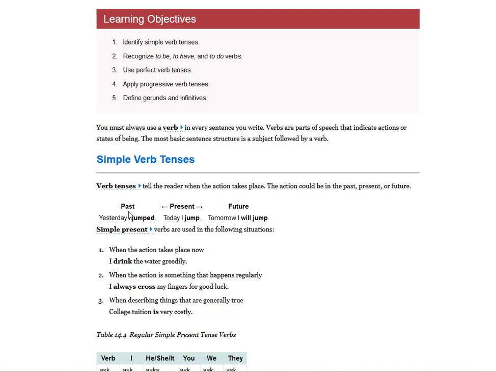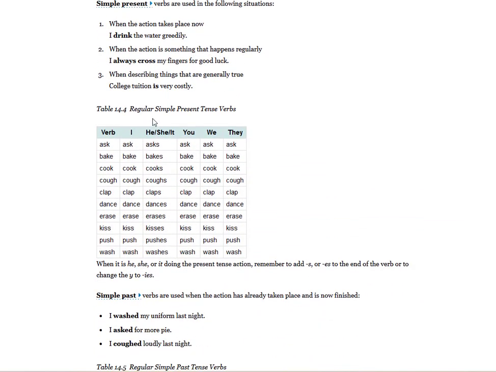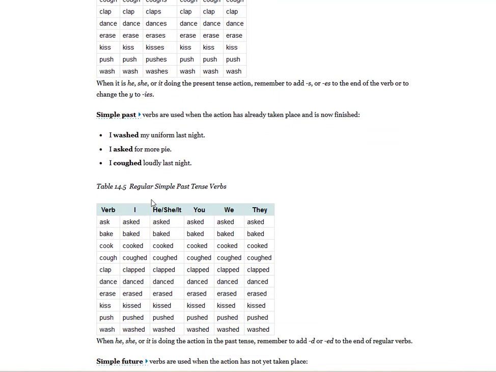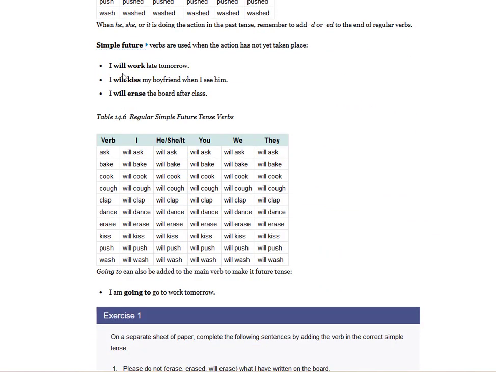So you have the simple past, the simple present, and the simple future. Simple past: yesterday I jumped. Simple present: today I jump. Simple future: tomorrow I will jump. Here are some regular simple present tense verbs. Simple past: I washed, I asked, I coughed. Simple future: I will work, I will kiss, I will erase.